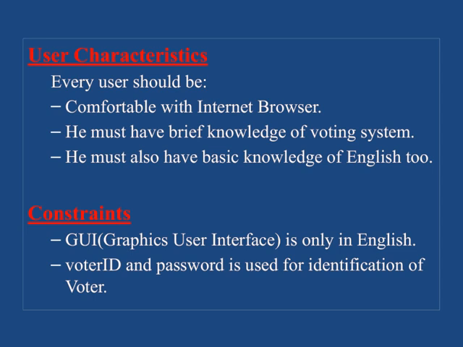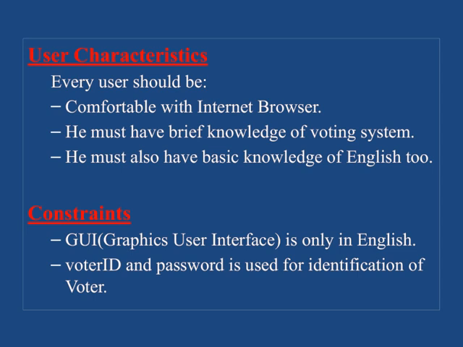Next, users need to have a brief understanding of how voting systems work. You don't have to be an expert, but knowing the basics will help ensure a smoother experience. Being familiar with the concept of selecting candidates or options online makes the process more intuitive. Additionally, a basic knowledge of English is necessary. Since the graphical user interface, or GUI, is only in English, users should be able to read and understand simple instructions and labels. This helps prevent confusion and ensures everyone can participate effectively.